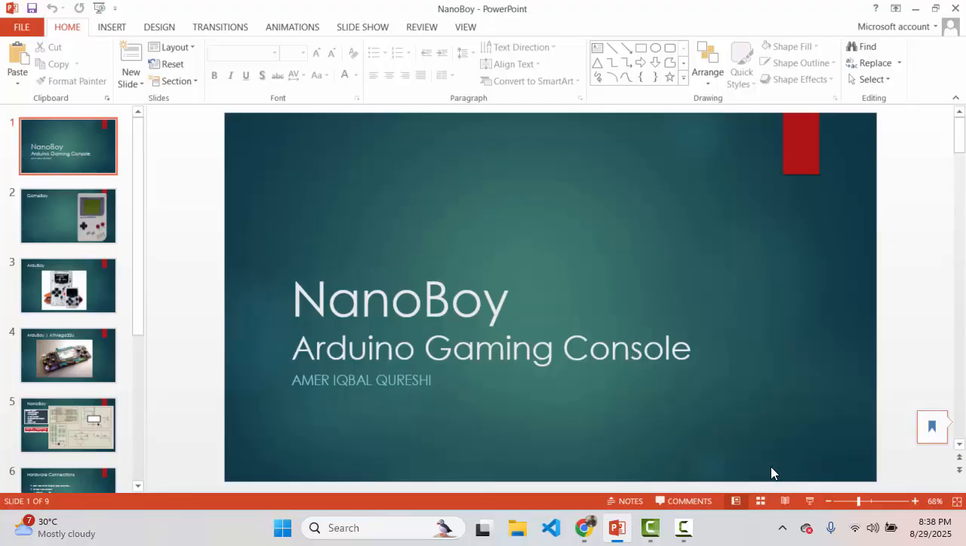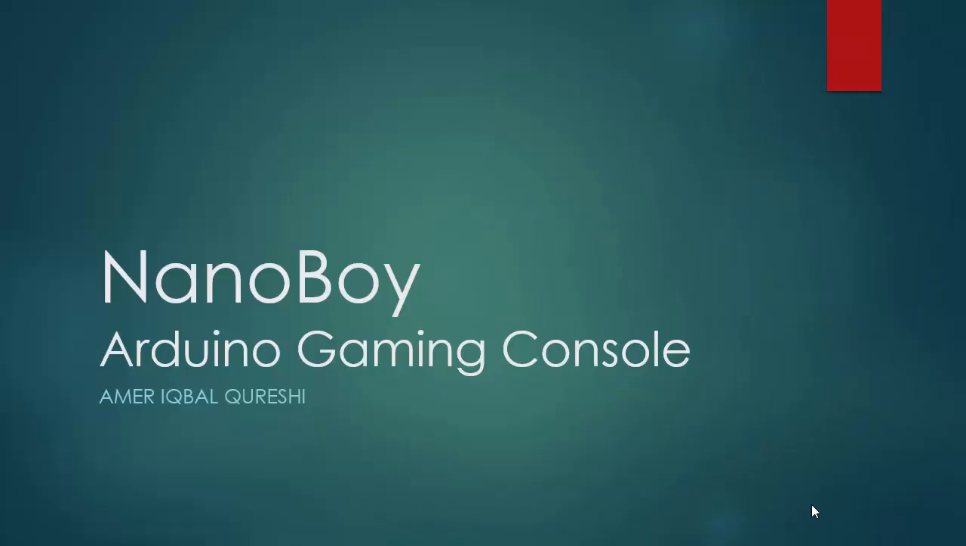So let's first have a brief look at the entire ecosystem which we are going to develop, and gradually we'll show you how we proceed. We have named this project NanoBoy because it is based upon Arduino Nano, and this is an Arduino gaming console, both hardware as well as software. You can experiment with it. This is open source. You can develop your own things. It's very easy, or you can even experiment with the simulators.